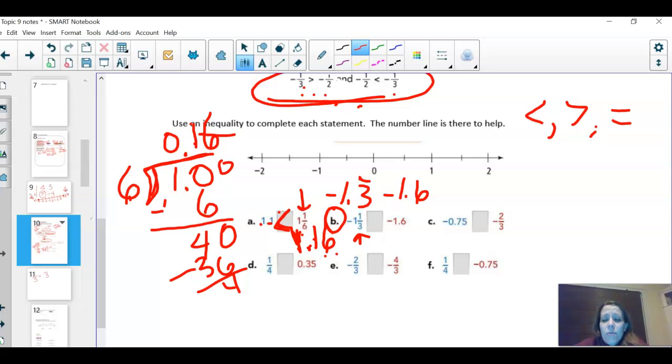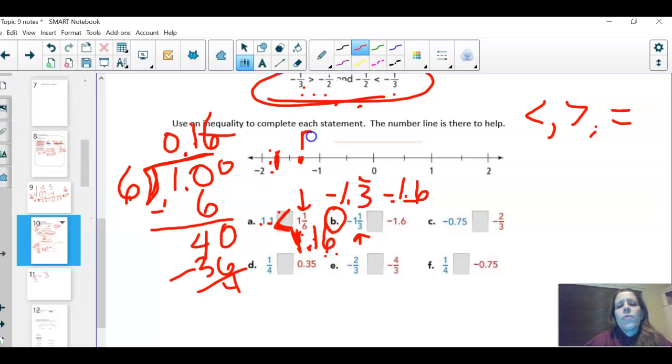Which one's bigger? Now remember with negatives, the more to the left it is, the bigger it is. So negative 1.3 would be about here. Negativo 1.3 cerca a este punto. Y negativo 1.6 es probablemente aquí. Okay? Negative 1.6 is probably at this point right here.